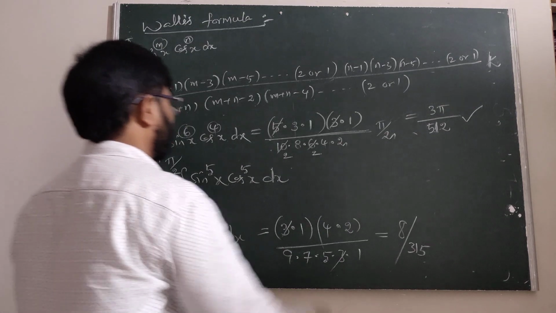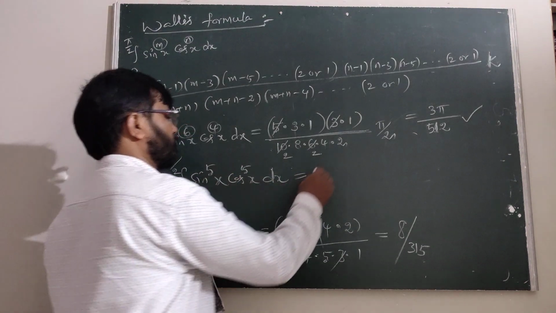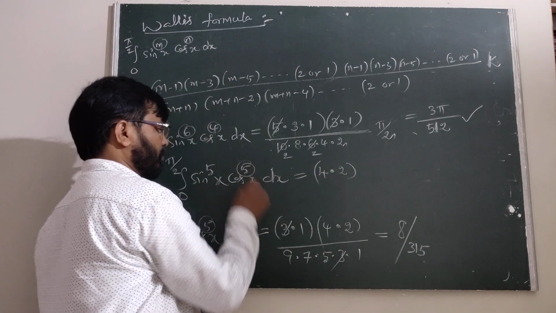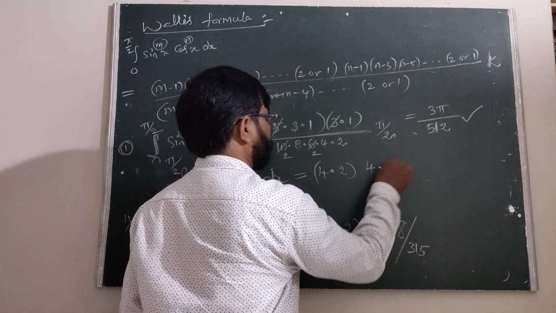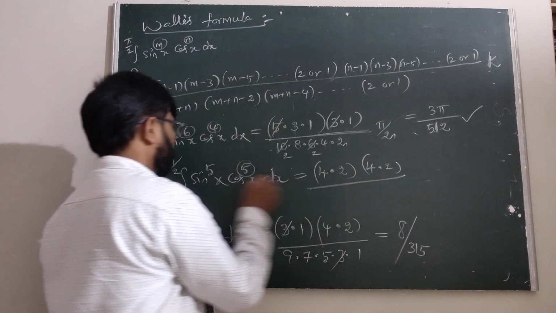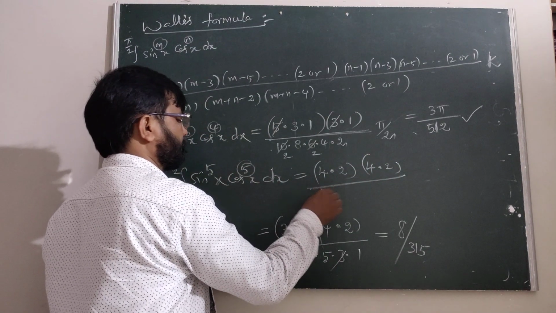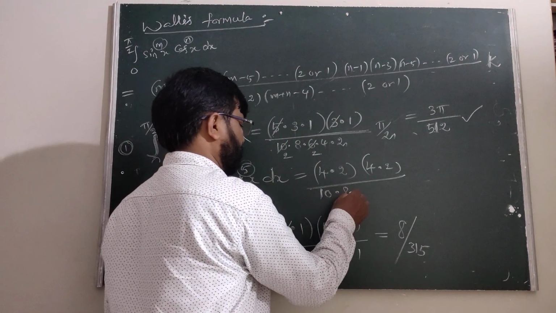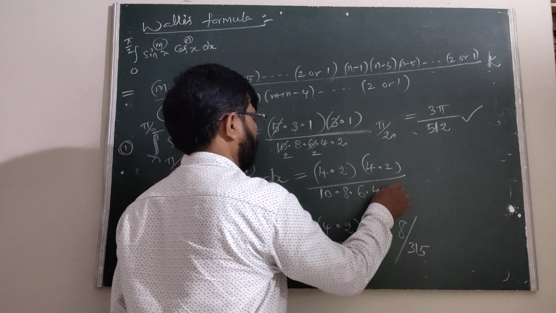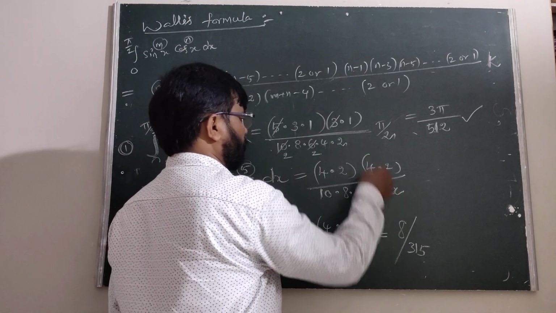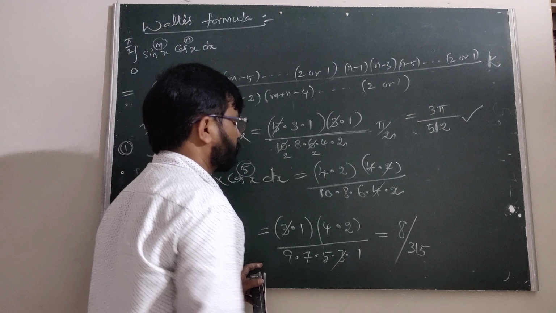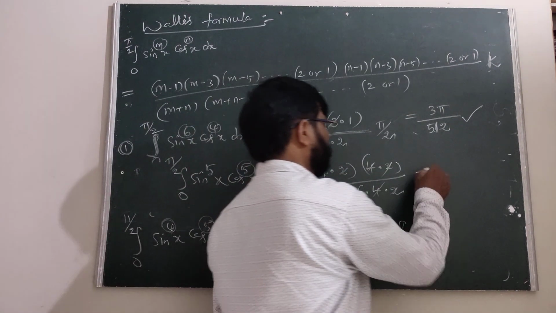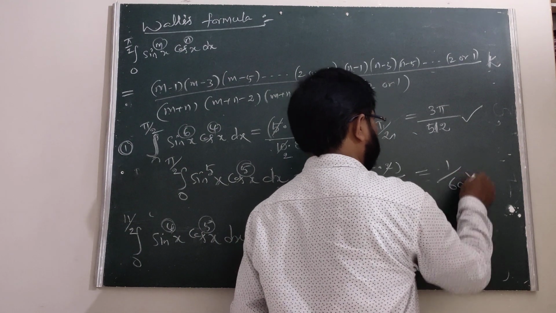How to write this: we can write first 5 minus 1, 4; 4 minus 2, 2. Then 5 plus 5 is 10. Then you can write 8, 6, 4, 2. Therefore 4 and 2 are cancelled. Here also 4 into 2 is 8; 4 twos are 8, 8 and 8 cancel. Now 1 by 60 is the answer.